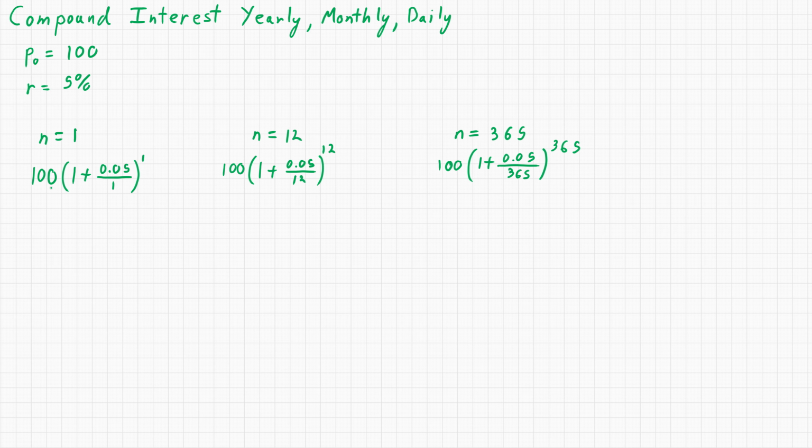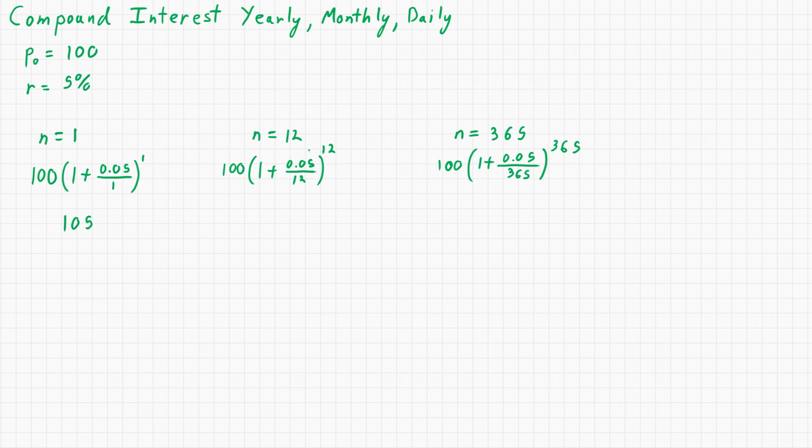Well, I've already calculated these elsewhere. I can do this one in my head. This one ends up being 105. So you started with 100 in your bank account, and you ended up with $5 more at the end of the year, at the 5% interest rate, and it was compounded once at the end, yearly compounding.